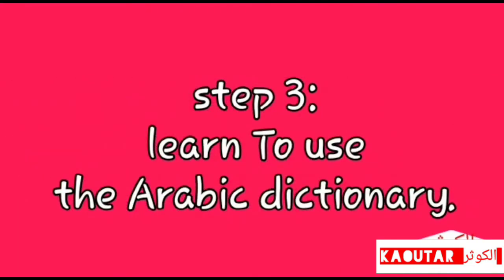Step 3. Learn to use the Arabic dictionary. This task is not as easy as it sounds. In an Arabic dictionary, words are generally organized by the 3-letter roots. To look up a word, you need to know what the root is and what letter the root starts with, which is not necessarily the first letter in the word. Using the dictionary takes practice, but the sooner you learn it, the better. It will make the entire process easier and enjoyable.